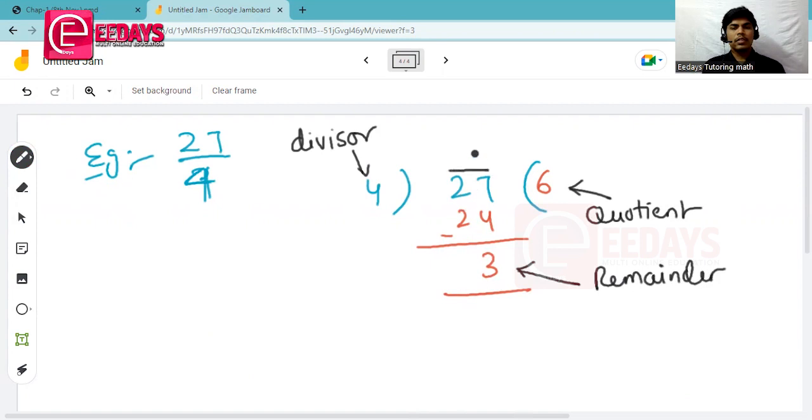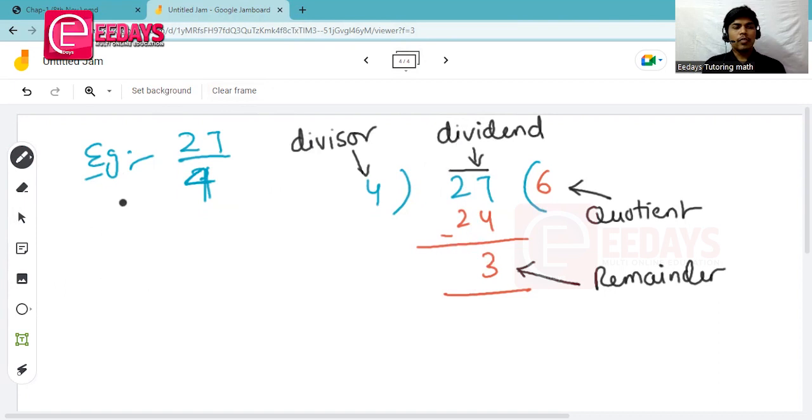And what is this one? This one would be the dividend. I hope everyone understood. We know how to do the division process, since childhood, and what remainder we get. But these words, divisor, dividend, quotient, and remainder, are new to you, right?